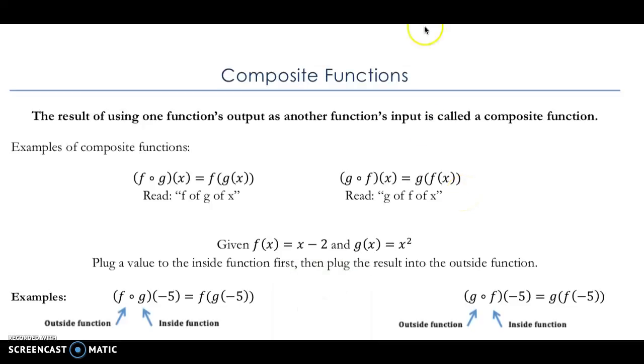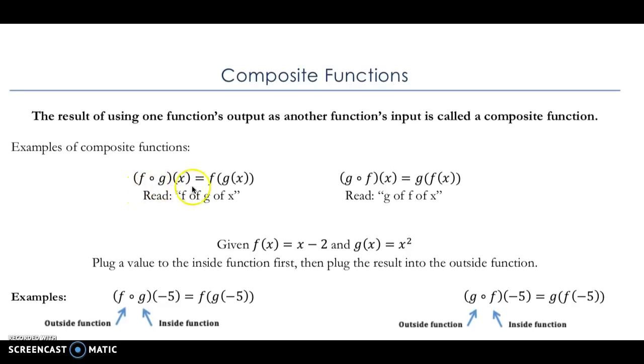So today you guys are going to look at composite functions. A composite function is the result of using one function's output as another function's input. So we're going to talk a little bit more about what that means. But here are a few examples of what a composite function looks like.